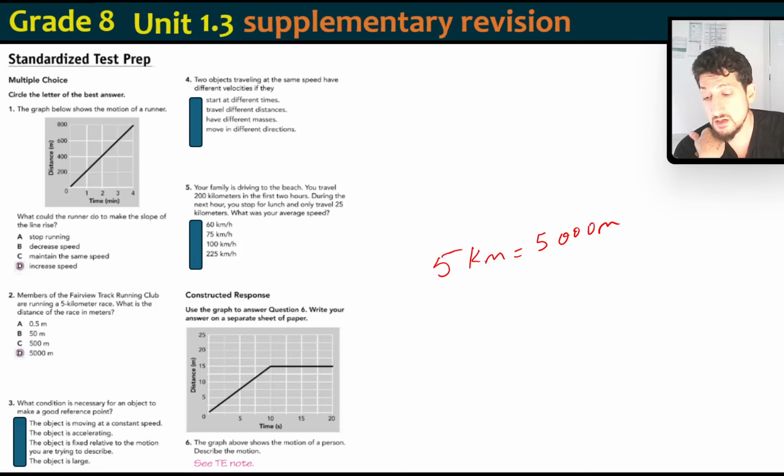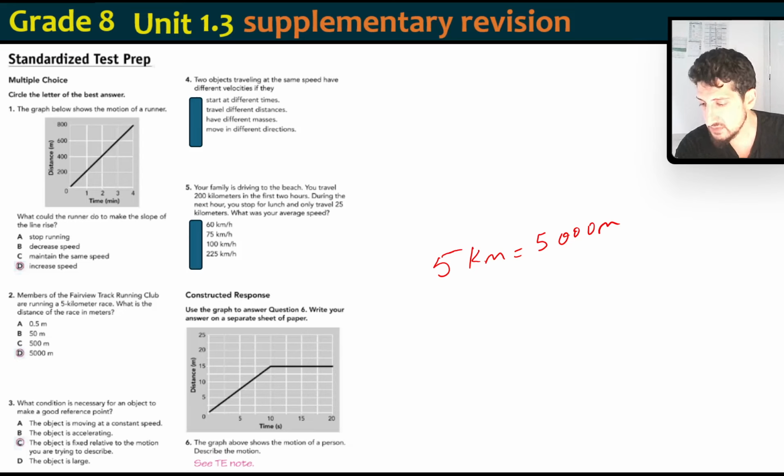Number 3 says, what condition is necessary for an object to make a good reference point? Remember when we're talking about reference points? The object is moving at a constant speed. The object is accelerating. The object is fixed relative to the motion you are trying to describe. The object is large. Of course, the object has to be fixed. If it's being used as a reference point, the object has to be fixed. So it's C.